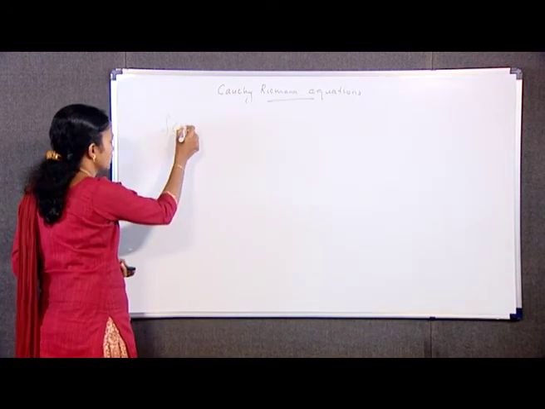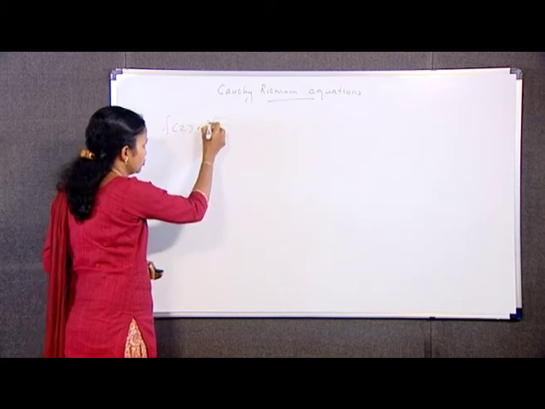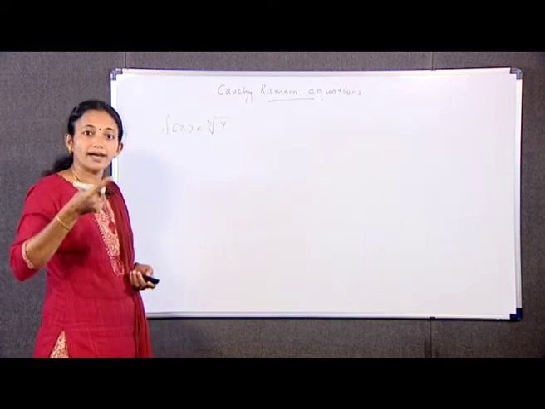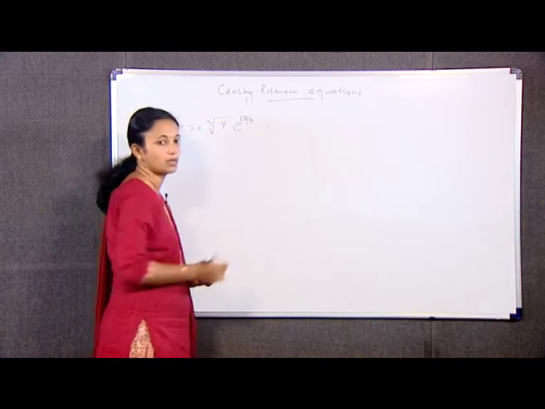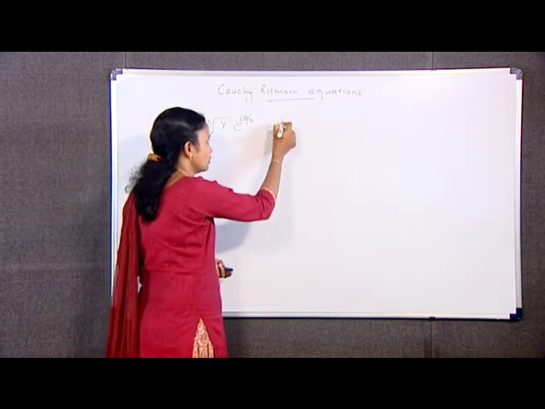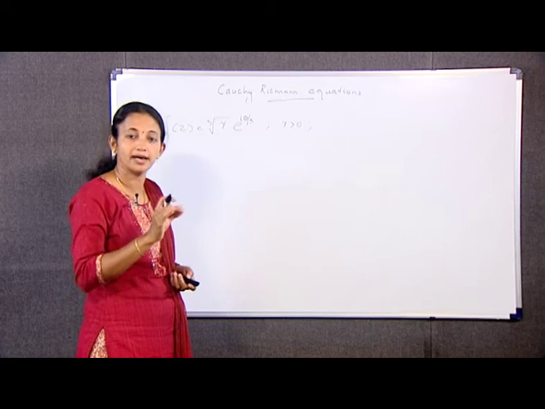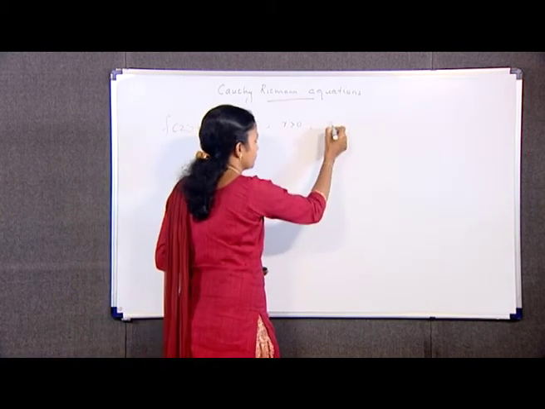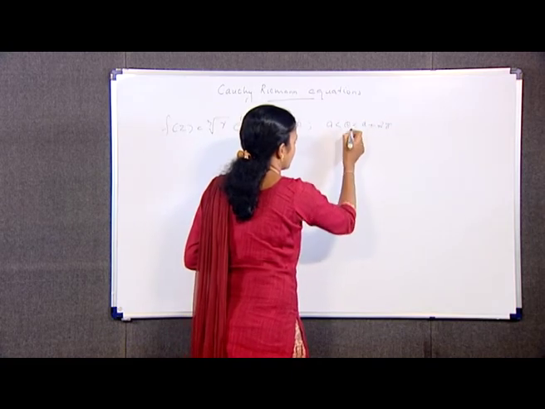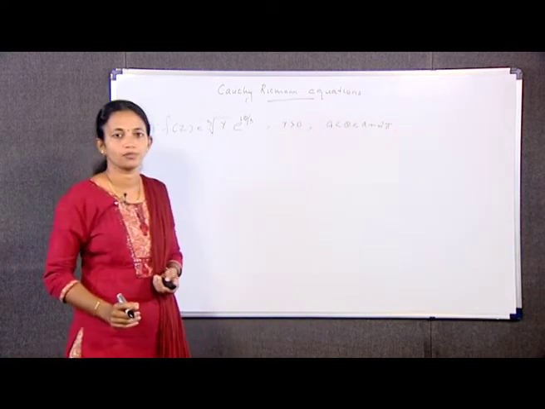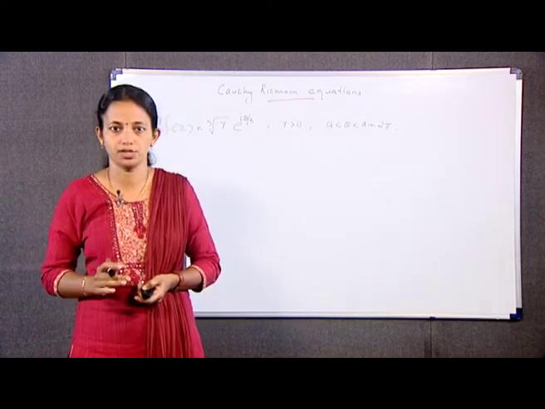Here our f(z) is equal to cube root of r e raised to i theta by 3, where this r is greater than 0 and our theta lies in between alpha and alpha plus 2 pi. The given function has a derivative in its domain of definition.